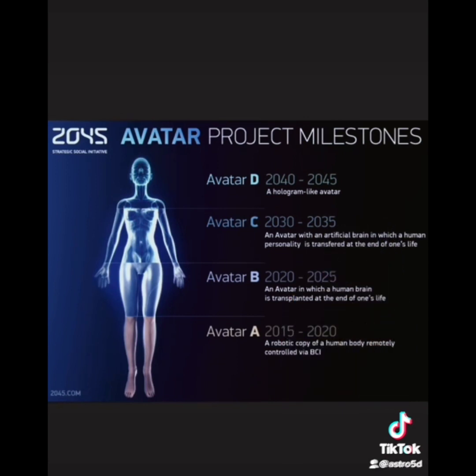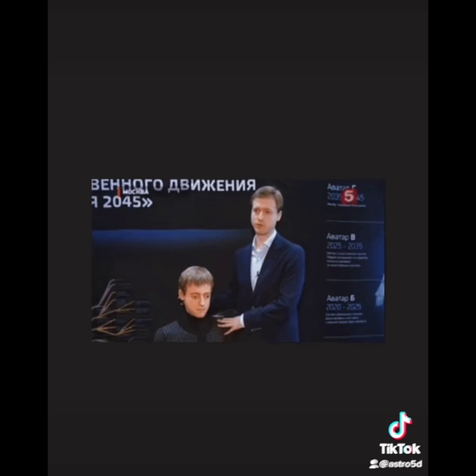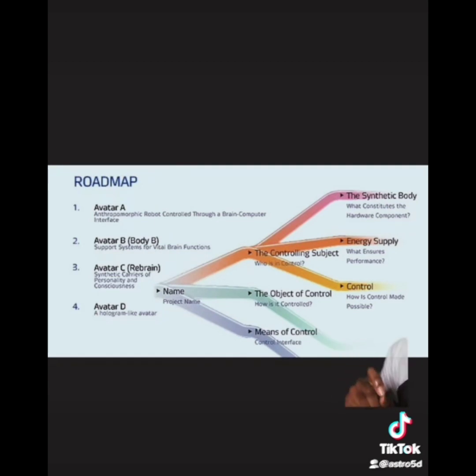Okay, now let's talk about Project 2045. Pause to examine this. 2015 to 2020, a robotic copy of a human body remotely controlled via BCI. 2020 to 2025, an avatar in which a human brain is transported at the end of one's life. Avatar C, an avatar with an artificial brain in which a human personality is transferred at the end of one's life. And Avatar D, a hologram-like avatar. And again, this was taking place on the highest levels. You can see here, he has a clone of himself, an avatar that will be hooked up to the hive mind.